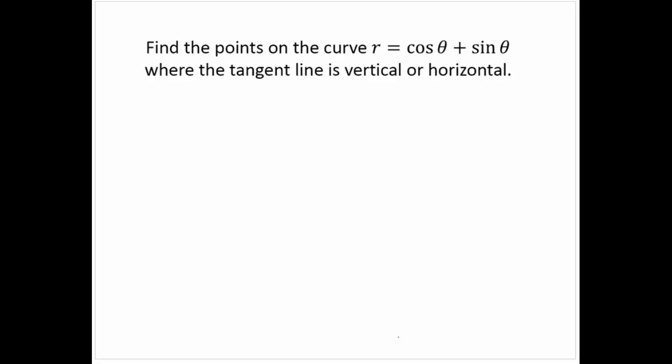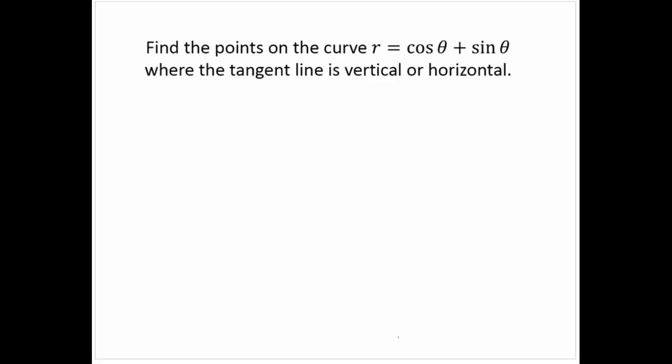All right, let's look at another exercise. We're asked to find the points on the curve where the tangent line is vertical or horizontal. We're given the curve r equals cosine theta plus sine theta. Where is the tangent line vertical or horizontal?